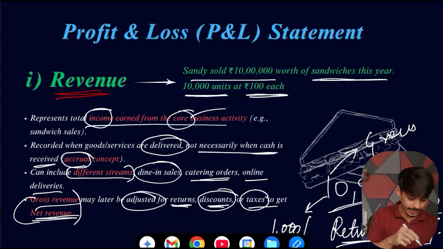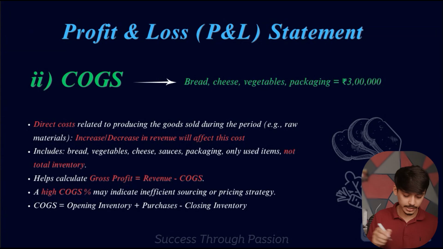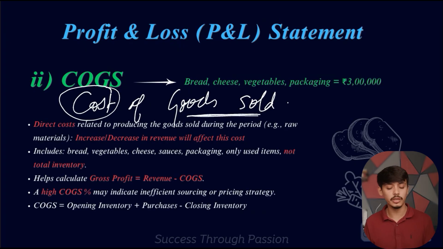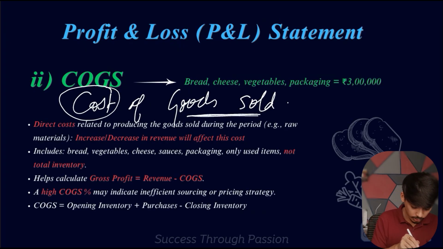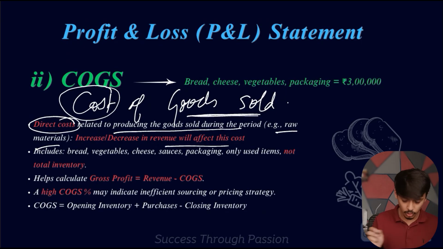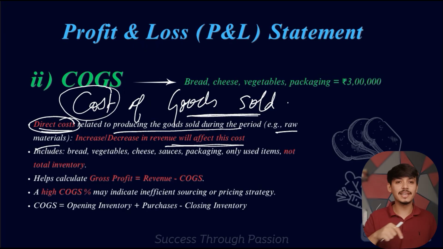Now let's move on to the second line item, which is COGS, that is cost of goods sold. So as the name suggests, it is the cost that you are incurring for the goods that you have sold. So the first point, COGS are direct costs related to producing the goods sold during the year. Example, raw material. The increase or decrease in revenue will affect this cost. So this point is describing the nature of the line item, where it is saying that whatever thing you are selling out to your customers, the expense that you are incurring to produce that particular product will be considered as COGS, and this cost increases or decreases based on the revenue that you have earned.